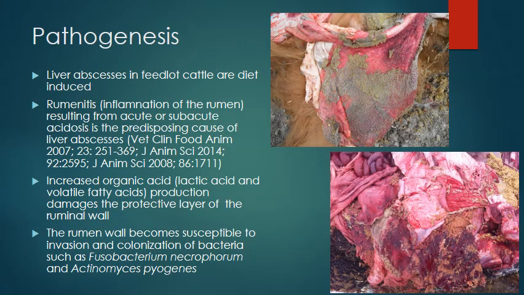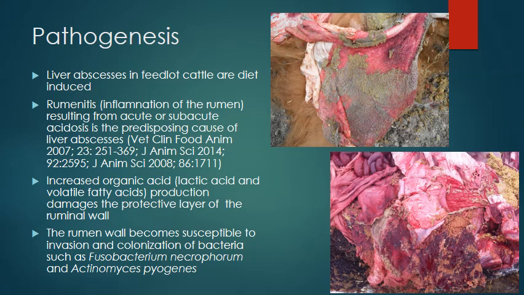Liver abscesses in feedlot cattle are diet-induced. Ruminitis, which is an inflammation of the rumen, can occur from either acute or subacute acidosis. Acute acidosis occurs quickly. These animals have clinical signs very quickly or are suddenly found dead in a pen. Subacute acidosis or subclinical acidosis is where we have caused grain overload in the cattle, but we do not see clinical signs in the animals.